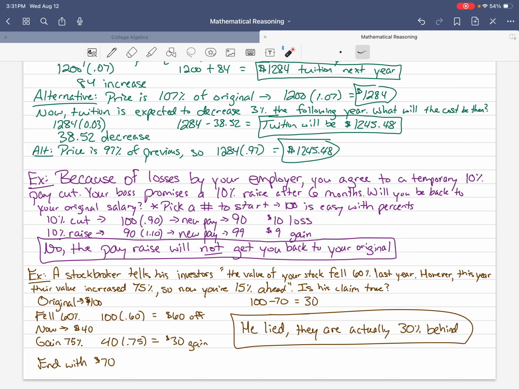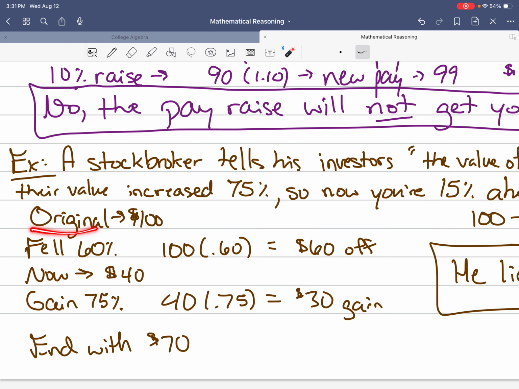So, again, they didn't give us an initial value. So, for simplicity's sake, we're going to, again, just say 100 is what we're going to start with. So, we're going to say, originally, I had $100, and I fell 60%. So if my original $100 is now worth 60% less, that means I'm losing $60. So now I only have $40.